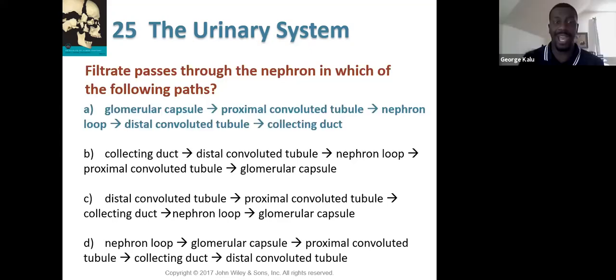So the filtrate is going to move from the glomerular capsule once it gets filtered out. Okay, then it's going to move into the proximal convoluted tubule, then the loop of Henle, and then the distal convoluted tubule, and then end in the collecting duct. So that's the path that our filtrate is going to be making throughout the nephron here.